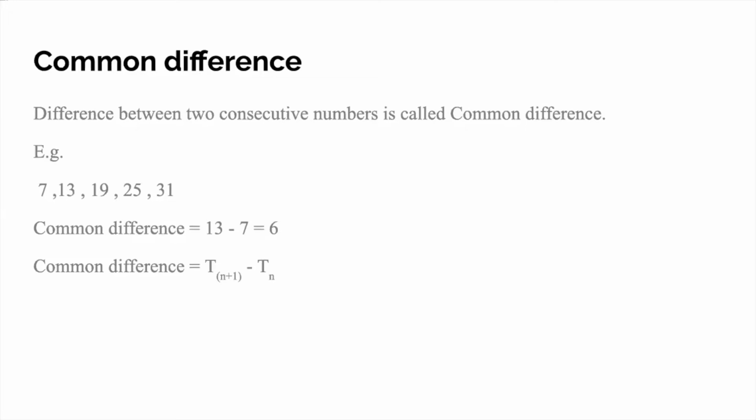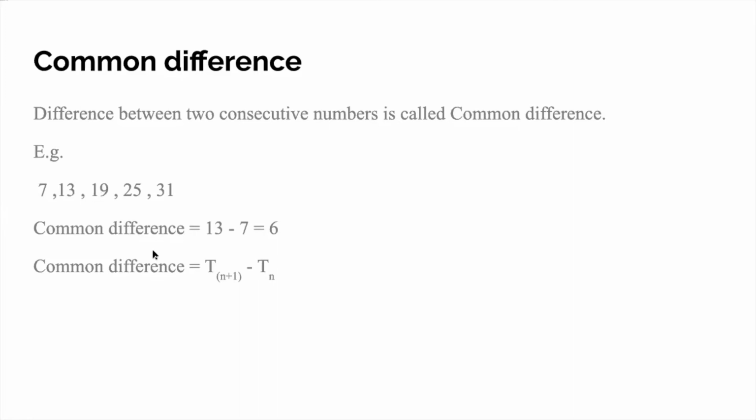Now what is common difference? The difference between two consecutive numbers is called the common difference. So two consecutive numbers, for example, 13 and 7. These are two consecutive numbers. The difference between these two, 13 minus 7, equals 6. Similarly, the difference between 19 and 13, because they are consecutive terms, is 19 minus 13 equals 6. So the common difference is the difference between two consecutive numbers.